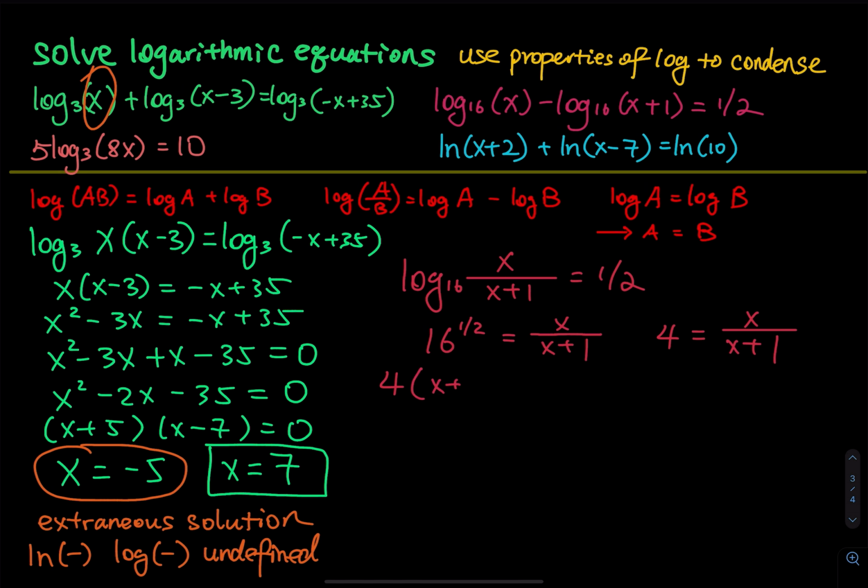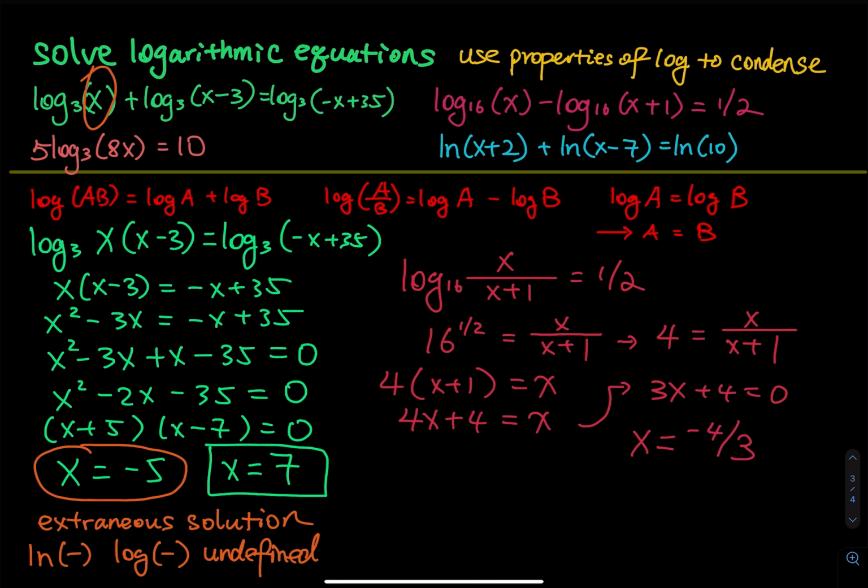So 16 to the 1/2 is 4, equals x divided by x plus 1, because 1/2 power is a square root. And then you will multiply both sides by the denominator. 4 times x plus 1 equals x. Distribute the 4. You have 4x plus 4 equals x. And then this is what? This is a 3x, right? 4 minus 1 is 3, plus 4 equals 0. Then what is x? X equals negative 4 divided by 3. Is this an extraneous solution? Of course, yes.